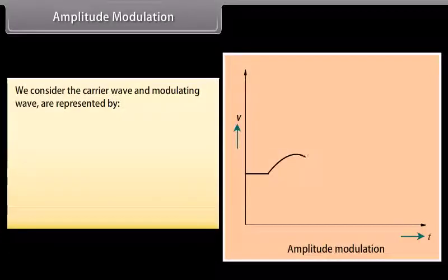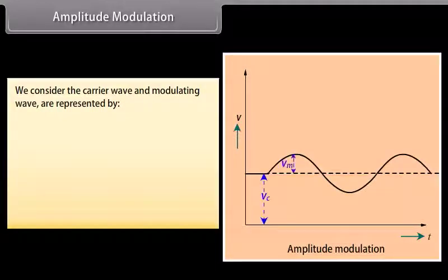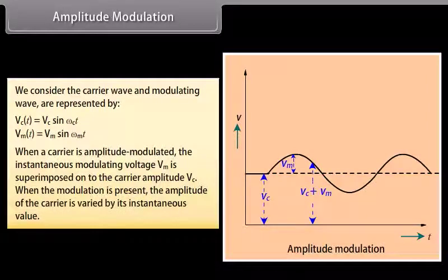Amplitude modulation. We consider the carrier wave and modulating wave are represented by vc(t) = Vc sin ωct and vm(t) = Vm sin ωmt. When a carrier is amplitude modulated, the instantaneous modulating voltage Vm is superimposed onto the carrier amplitude Vc.